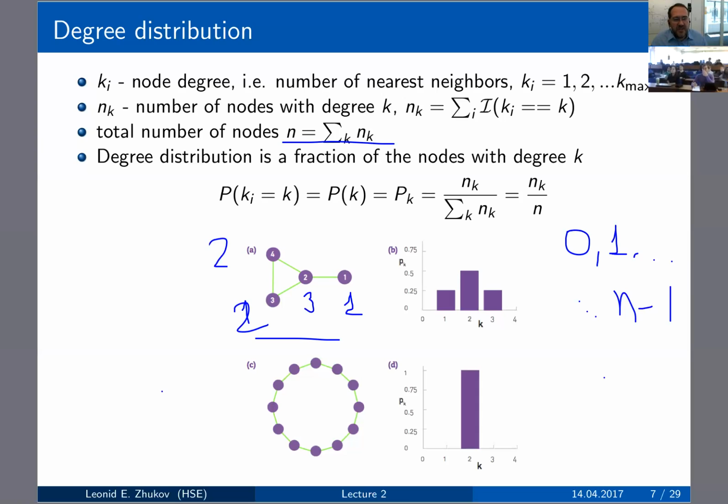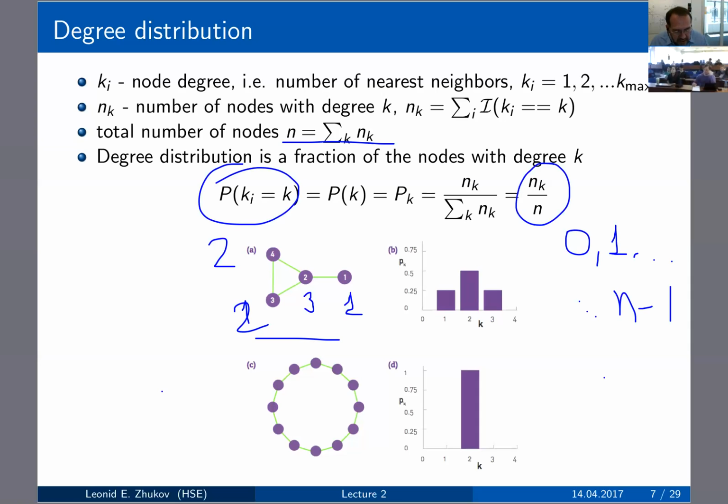Typically, when we talk about distribution, it has a probability connotation to it. And usually distribution is defined not just as the number of nodes with a certain degree, but as the fraction of the nodes with that degree. So it is the number of nodes with that degree divided by the total number of nodes.